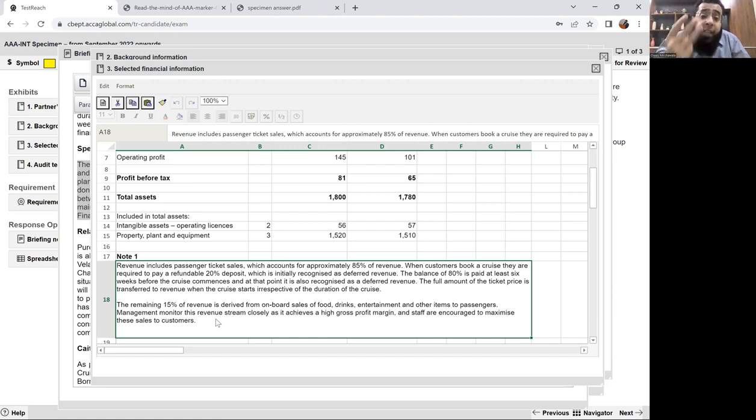In IFRS 8, there are 3 portions. Number 1, what is a segment? Number 2, what is a reportable segment? And number 3, what is the disclosure required? What is a segment? Which has separate financial data available and which has a chief operating officer. So this becomes a segment.